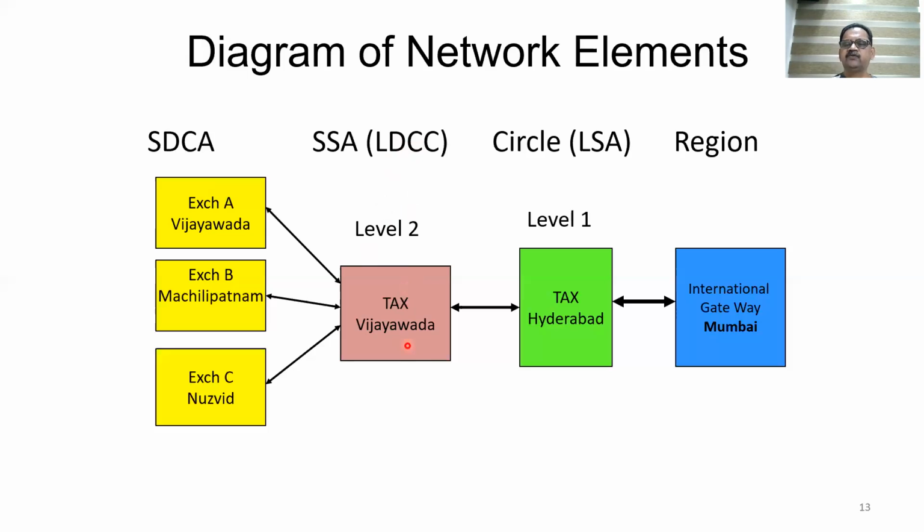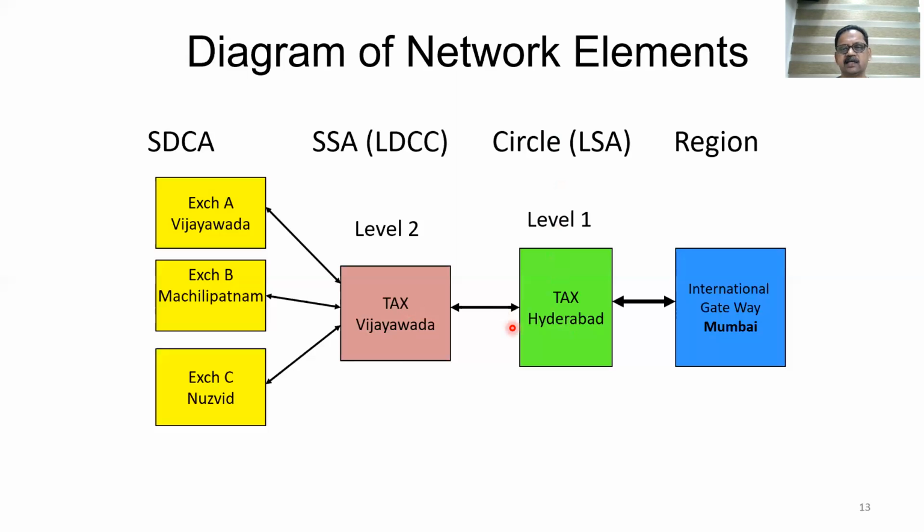This is further connected to level 1 TAX, the next higher level TAX. Generally, it is a local switching area. So the circle: the present AP and Telangana come under a single circle as far as telecom is concerned. The erstwhile Andhra Pradesh is one circle. Karnataka is one circle, so the level 1 TAX of Karnataka would be at Bangalore. The level 1 TAX of Tamil Nadu will be at Chennai.